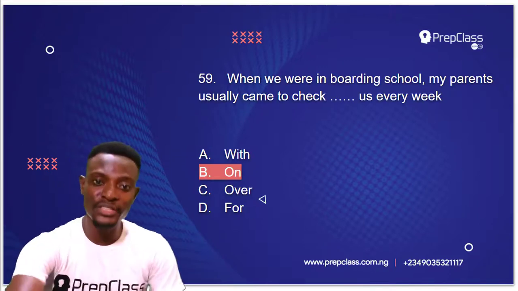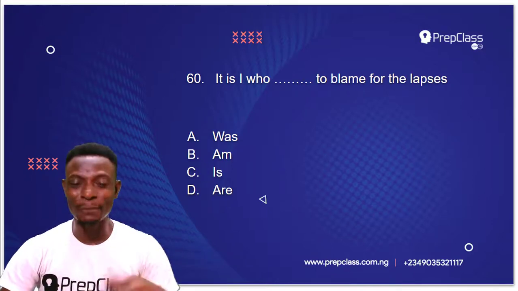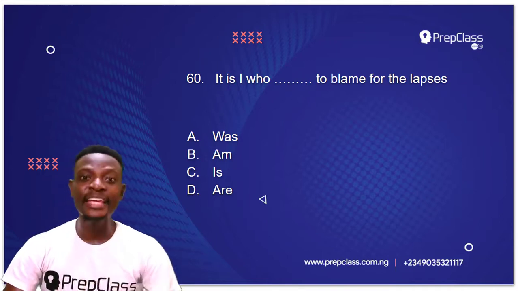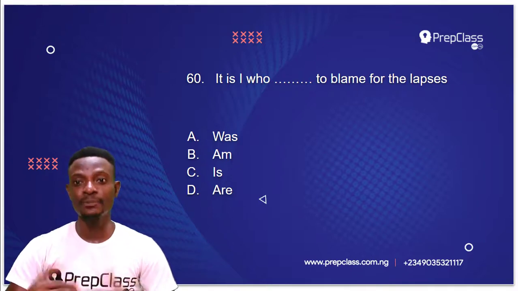Okay, moving on to the next question, question 60. Remember, we have to select the option that best completes the sentence. So, question 60 reads, it is I who dash to blame for the lapses. It is I who dash to blame for the lapses.